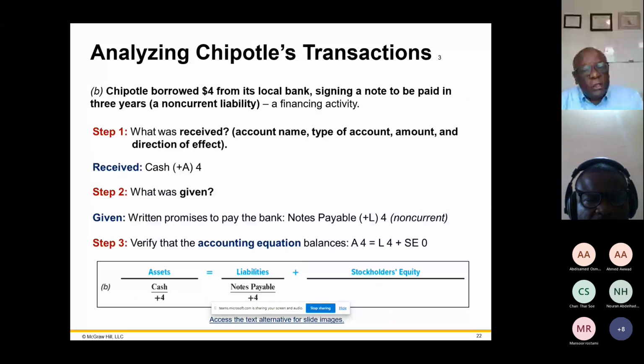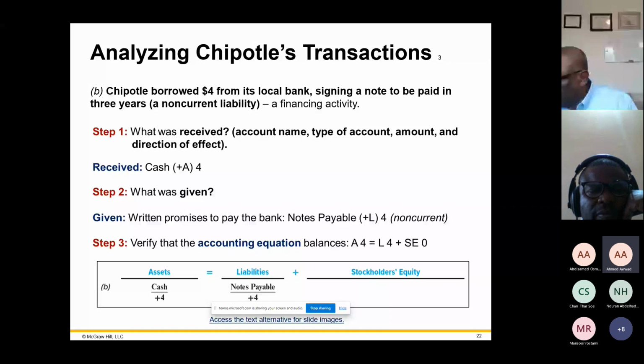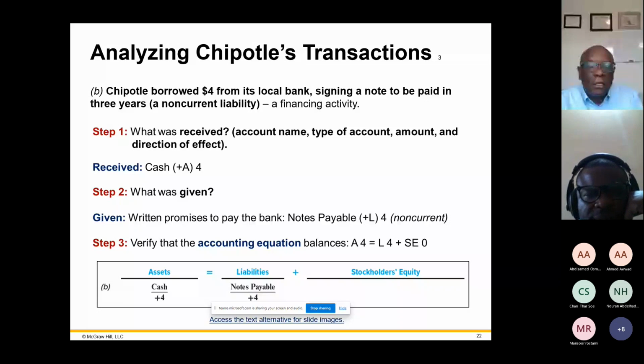Okay, this is another one. The company borrowed $4 from its local bank, signing a note to be paid in 3 years. Is that long-term or short-term liability? Who can answer that? Long-term. Yes, long-term. You said non-current liability. Yes, it's non-current liability and is under financing activities because it has to do with money.